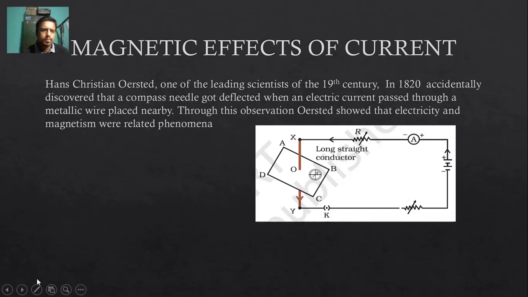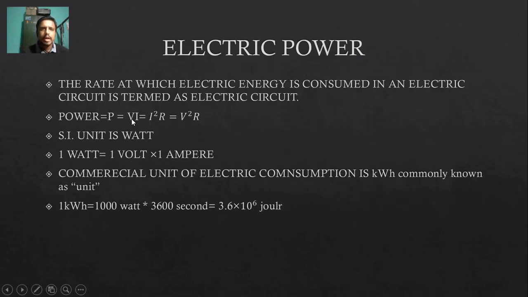Electric power. The rate at which electric energy is consumed in an electric circuit is termed as electric power. Power P is equal to VI, which is equal to I square R, which is equal to V square by R. Since V is equal to IR, P is I square R, and with I equal to V by R, P is V square by R.